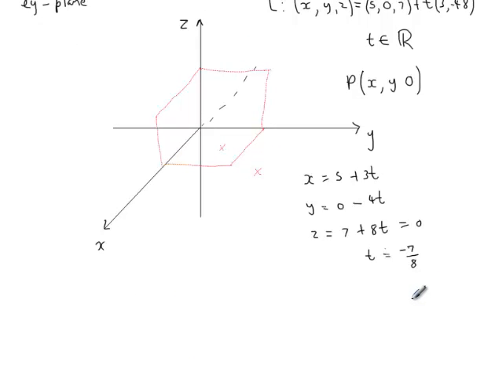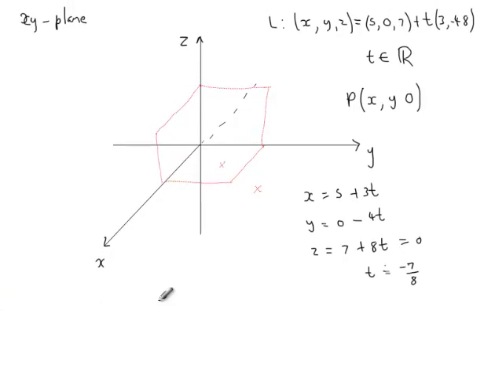Now what must happen now? We take this t, minus 7 over 8, and put it there. It will give us that y equals minus 4 times minus 7 over 8. What does that give us? 7 over 2.